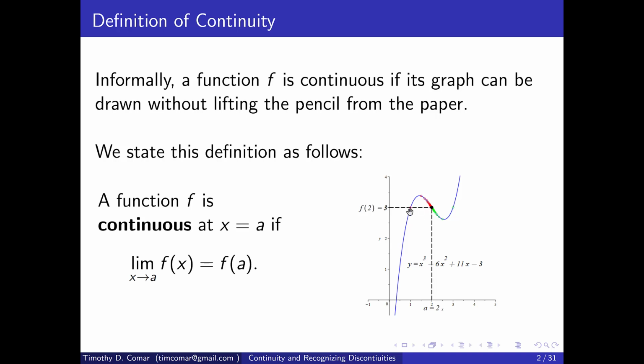And we see that the trend from values of x coming in from values less than 2 is also going to be 3. And if we look at function values coming in as x approaches 2 from the right-hand side, that is also going to be 3. So the limit exists, and the function value exists, and they're equal.